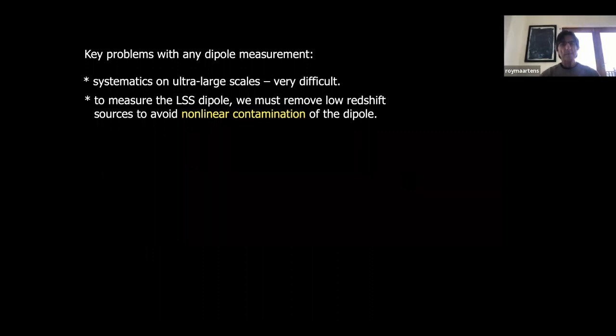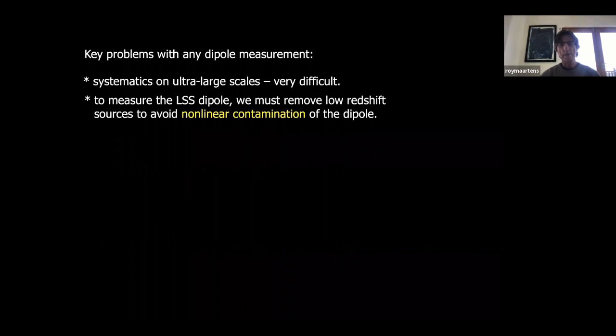Secondly, in order to measure the large-scale structure dipole, we have to measure it against a far enough background to avoid nonlinear contamination by local nonlinear structure formation. The fact that we're falling towards the Great Attractor, for example, means we have to go to higher redshifts in order to remove that nonlinear contamination. Because our theory is linear, we don't have a theory that will deal with those nonlinear dipoles. We could do N-body simulations, but that would be very complicated. So we rather exclude low redshift sources.